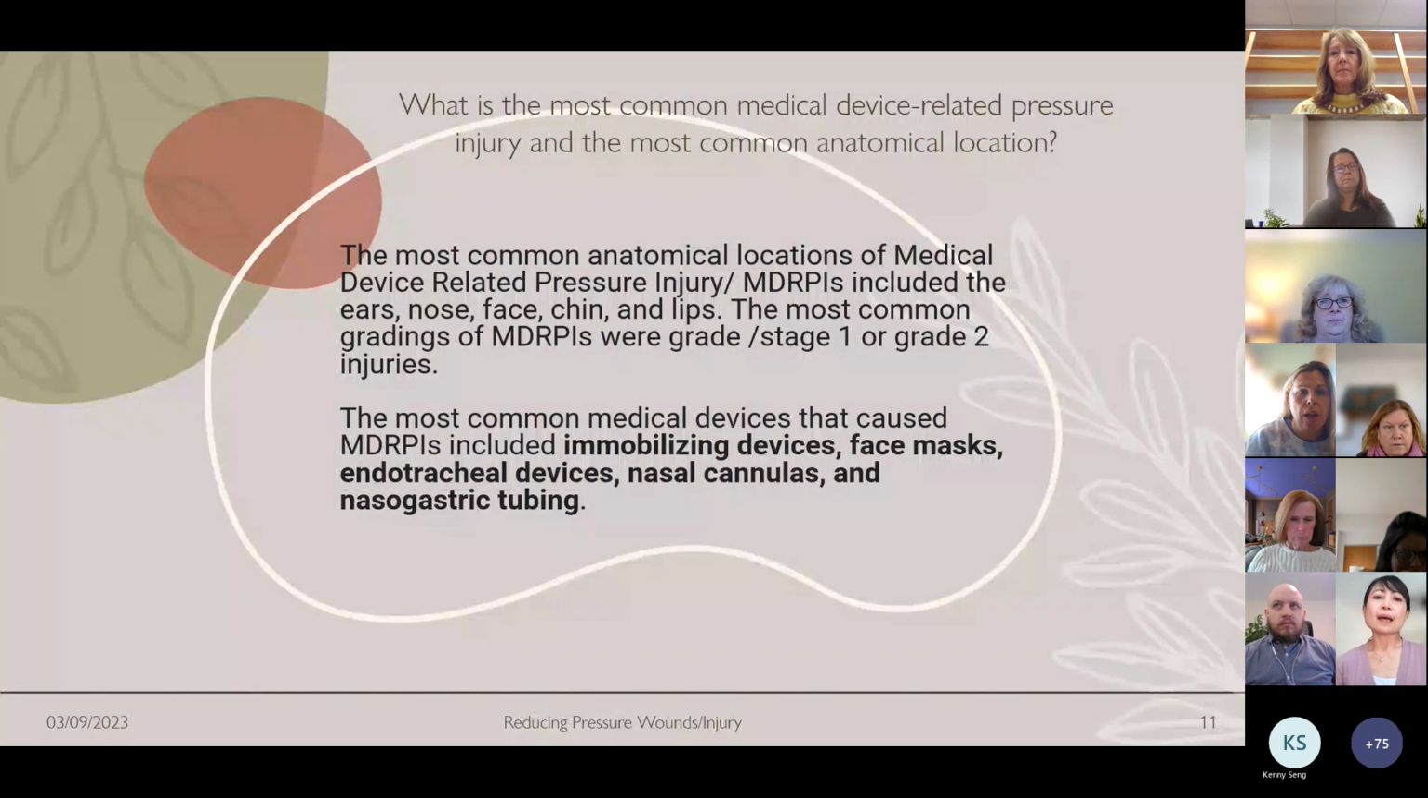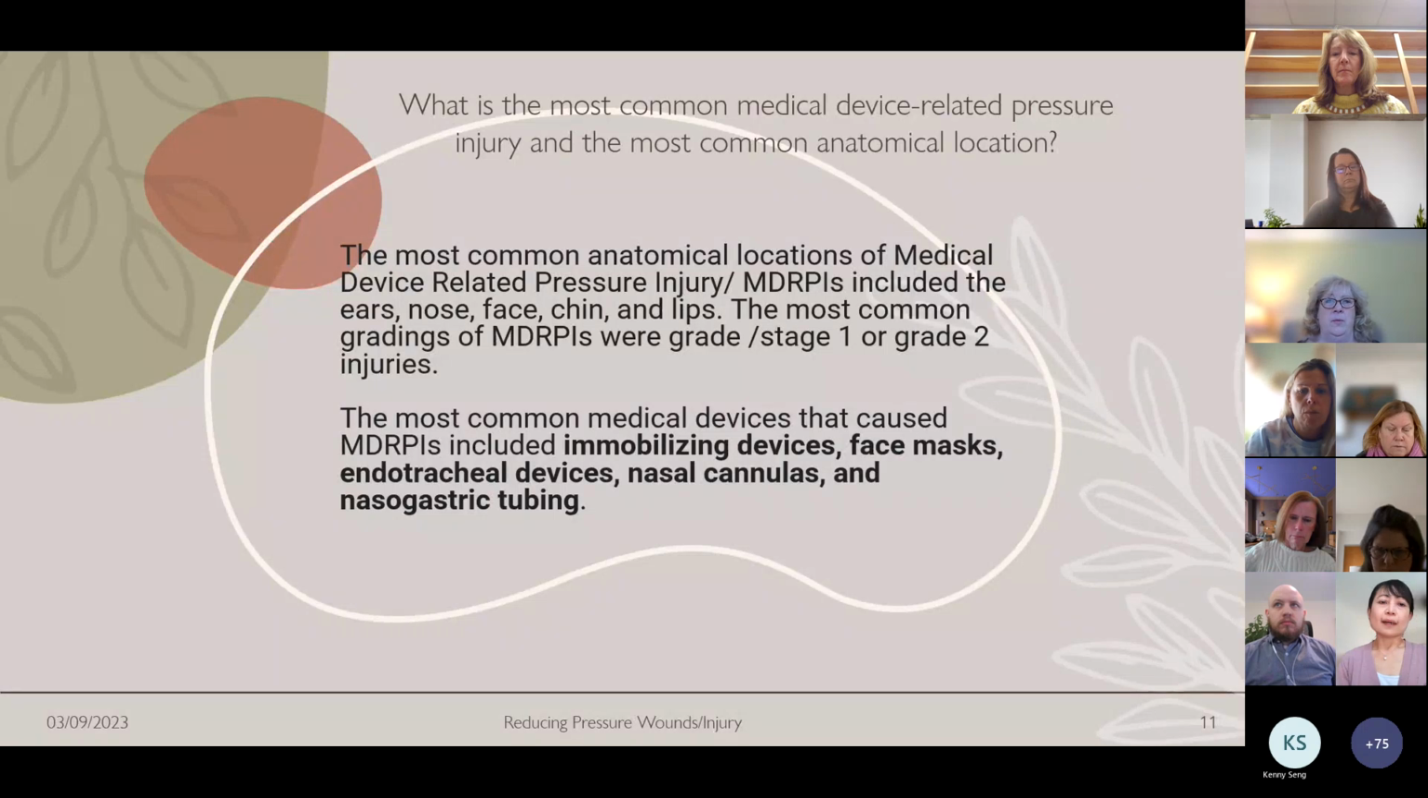The most common anatomical locations of medical device-related pressure injuries include the ears, nose, face, chin, and lips. The most common grading of MDRPIs were stage 1 or stage 2 injuries.